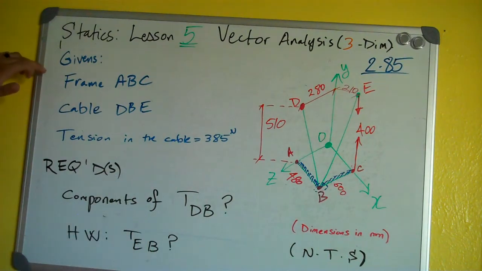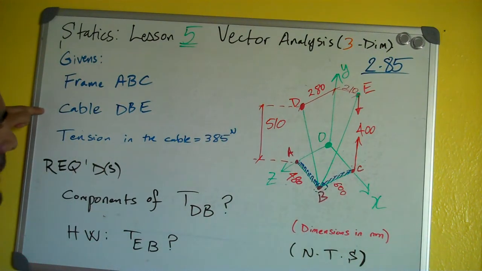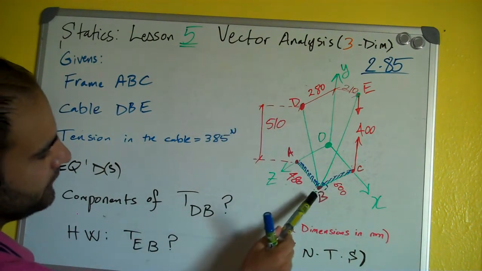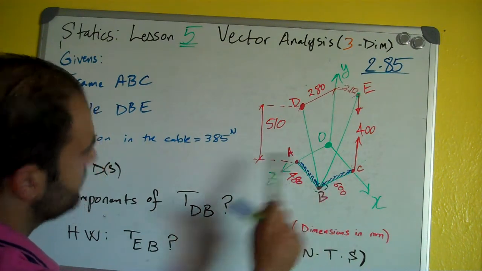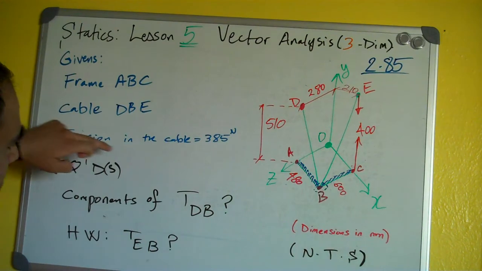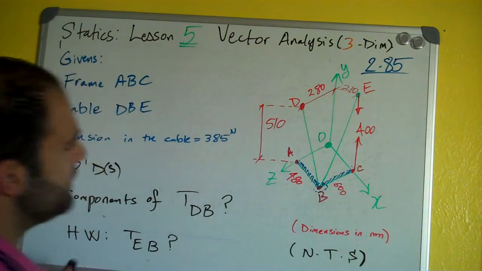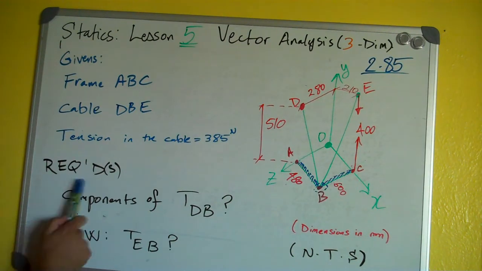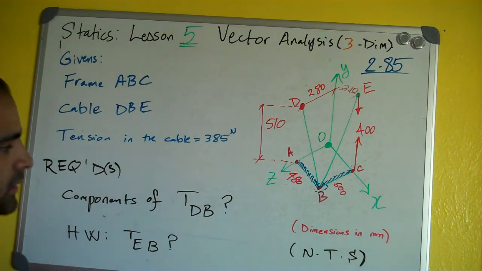We're given a frame ABC, cable DBE, and you have a frictionless pulley here. The tension in cable BDE is 385 Newton. We're being asked to solve the components of TBD, or TDB, sorry. It doesn't matter, just the direction.